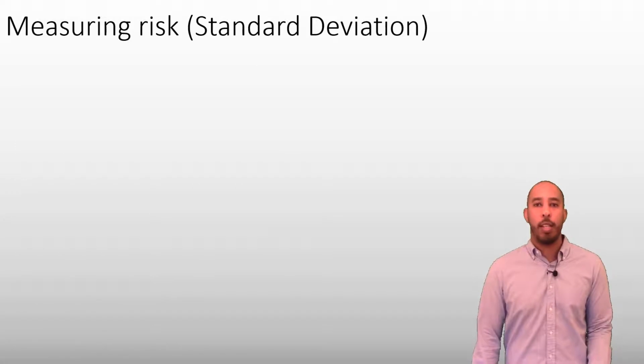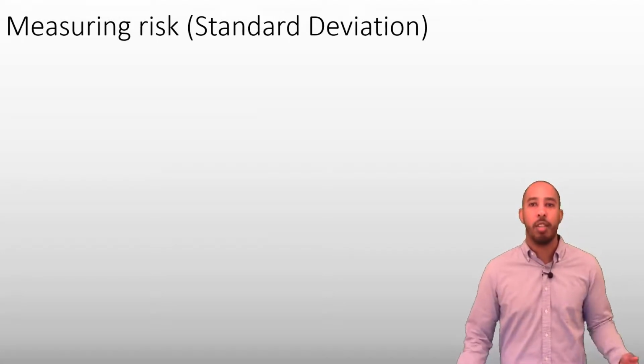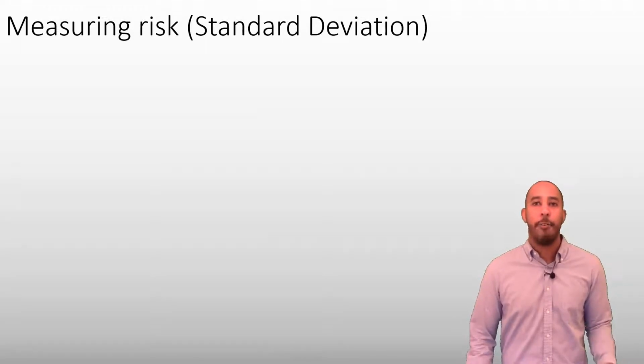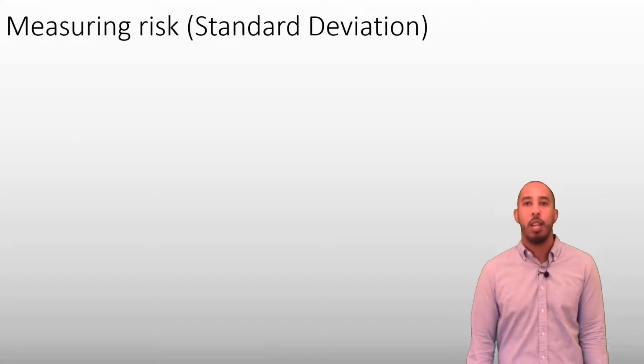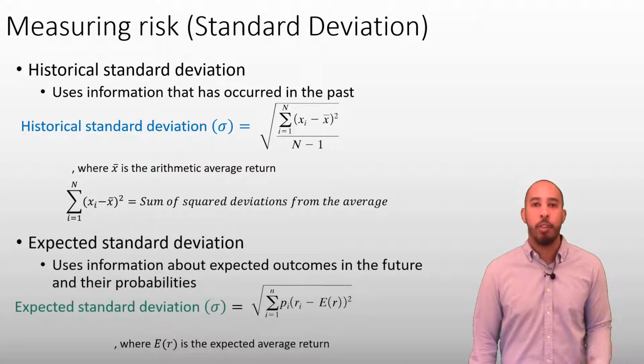Now let's quantify risk. We can measure risk using standard deviation. Standard deviation will tell us how much volatility or fluctuation there is. It gives us an indication of how much uncertainty we have. It says how far away the outcomes are from what we expect. We can measure standard deviation using historical data by computing the historical standard deviation, or we can use expectations about the future to compute expected standard deviation.